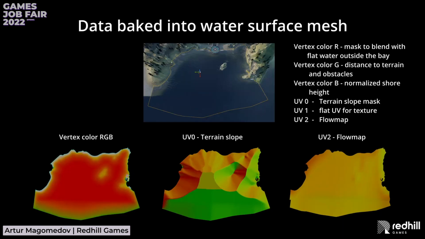I needed some data from the terrain and everything that touches the water, like big rocks and obstacles. I stored that data in 3 vertex color channels and 3 UV channels of the mesh. The red channel contains a mask to blend with the flat water outside the bay. The green channel has the inverted distance to the terrain and obstacles. The blue channel has the normalized water height after it was projected to the terrain, normalized to the range of 0 to 1. UV channel 0 is the terrain slope mask. UV channel 1 is the flat UV for texture. UV channel 2 is the flow map.